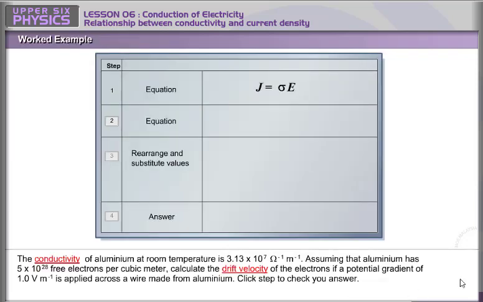The conductivity of aluminium at room temperature is 3.13 times 10 to the power of 7 per ohm per meter. Assuming that aluminium has 5 times 10 to the power of 28 free electrons per cubic meter, calculate the drift velocity of the electrons if a potential gradient of 1.0 volt per meter is applied across a wire made from aluminium. Click Step to check your answer.